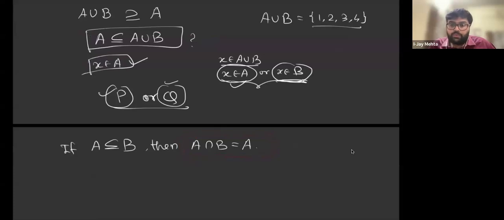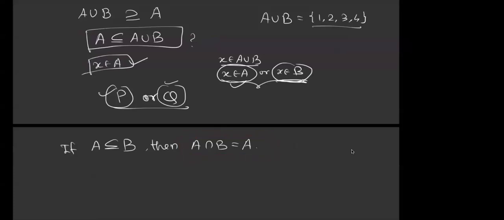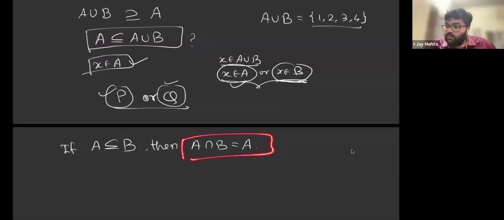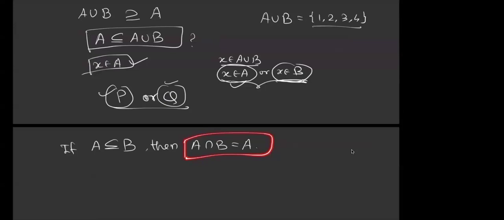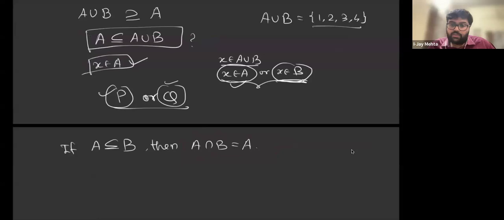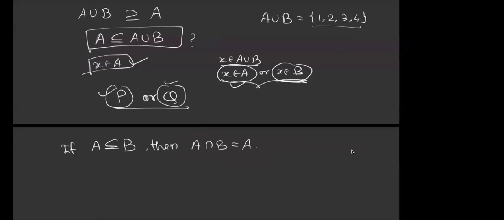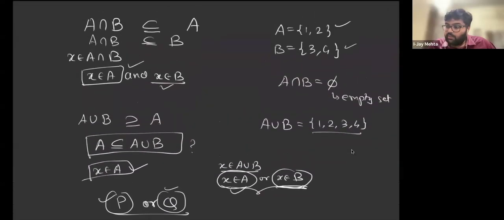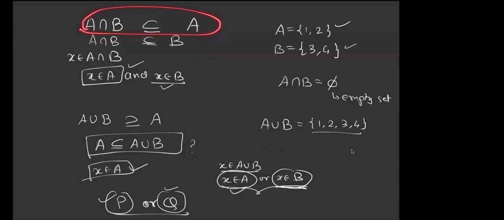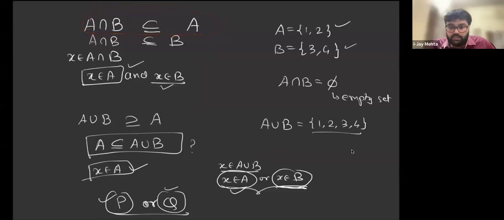What do I have to show? x belongs to a and x belongs to b, and I have to show that x belongs to a. I have to show that two sets are equal. What I have to show? They are subsets of each other. So what is the first case you want to consider? A intersection B is a subset of A, but that was understood, right? Yes sir. Okay.